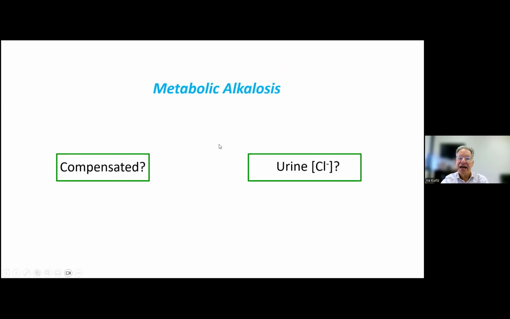So again, when we have a metabolic alkalosis, when you have that acid-base diagnosis, you can't just say my patient has a metabolic alkalosis. You also have to say the acid-base disorder, in this case, metabolic alkalosis, is compensated, and whether it's chloride sensitive or resistant based on the urine chloride. And then you'll have a complete diagnosis.